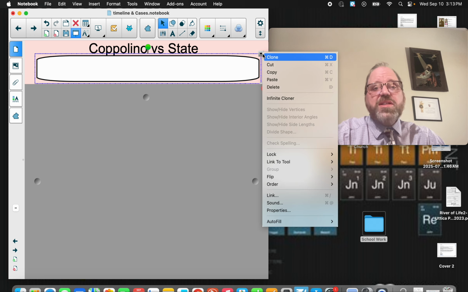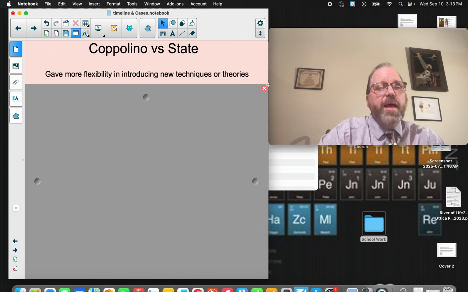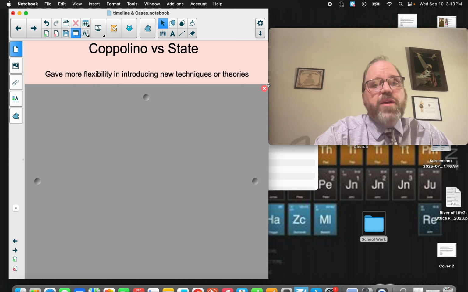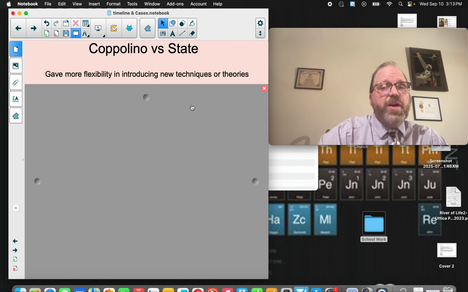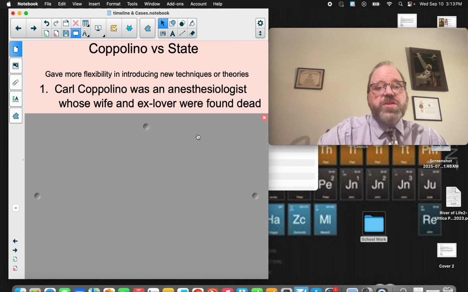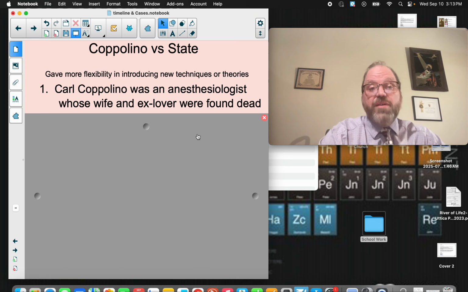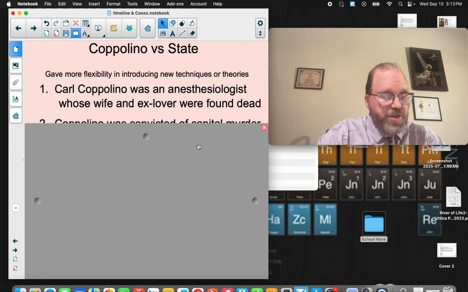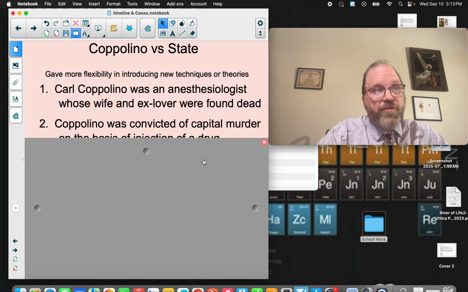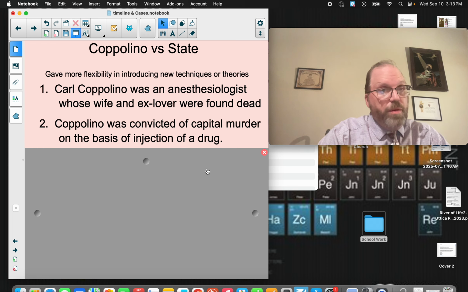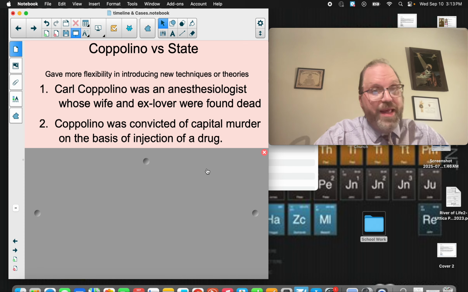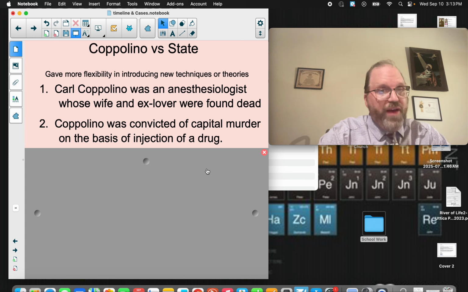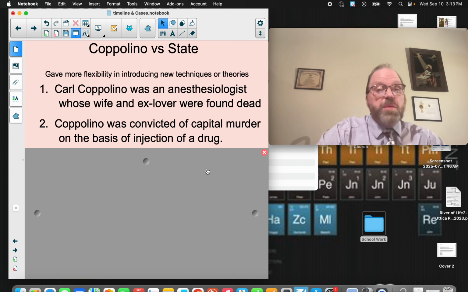versus State. Now, this case gives more flexibility in introducing new techniques or theories. Here's what happened. Carl Coppolino was an anesthesiologist whose wife and ex-lover were found dead. It was originally considered natural causes, but a lot of people believed otherwise. After years went by, they exhumed the body. Coppolino believed the exhumation was illegal and not allowed, because the judge had allowed it. He took it all the way to the Supreme Court.